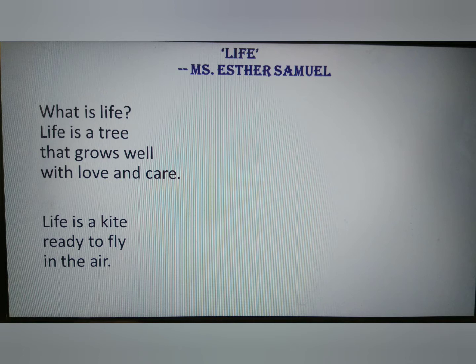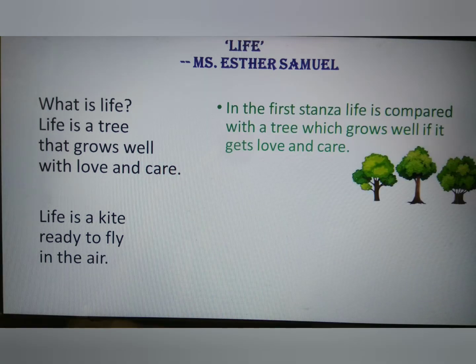What is life? Life is a tree that grows well with love and care. In the poem, the poetess Miss Esther Samuel has made comparisons of life with different things. In the first stanza, life is compared with a tree, which grows well if it gets love and care. In other words, life is compared with a tree because, like a tree, life goes on growing. The growth never stops, but it can be better if it is done with love and care.